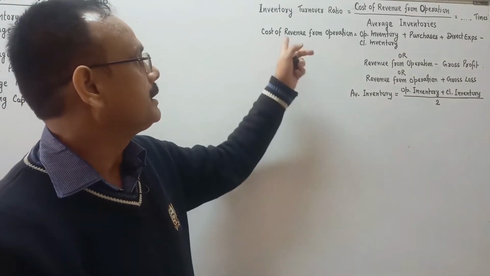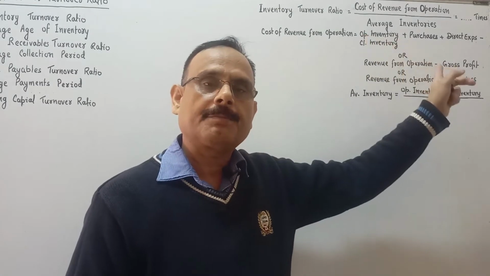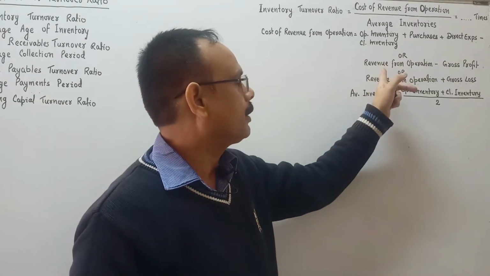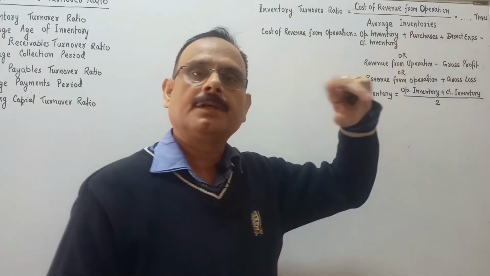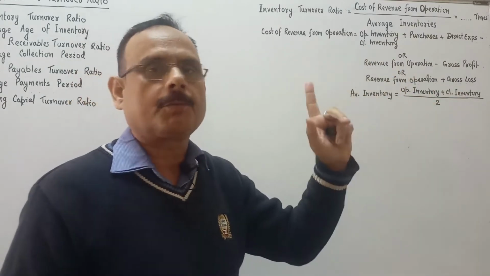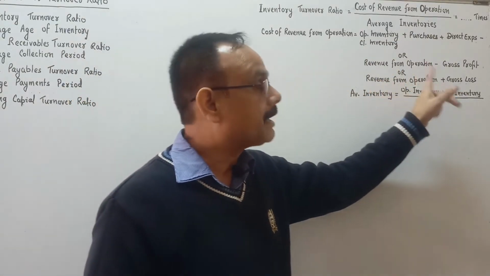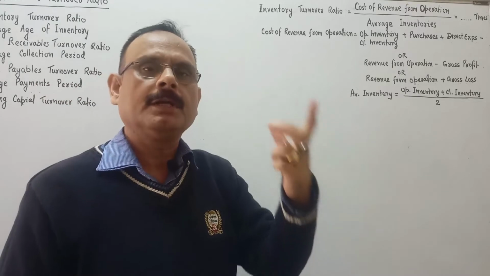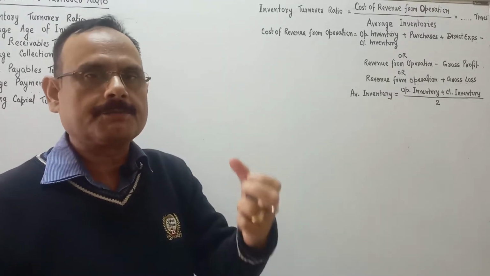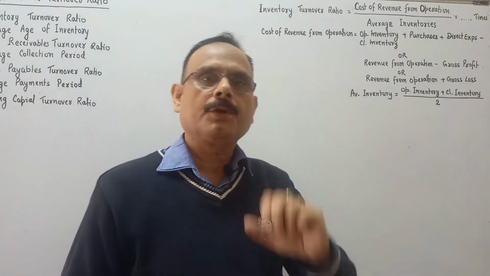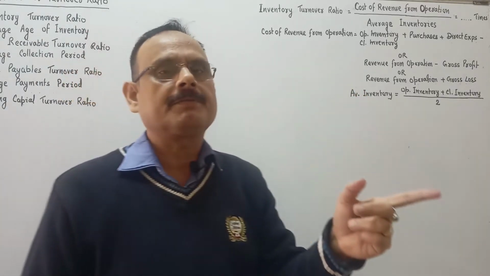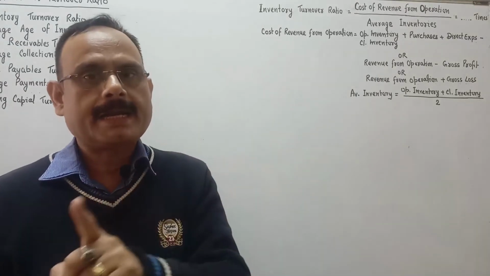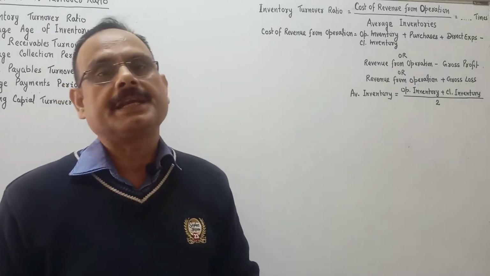So you see the cost of revenue from operation: opening inventory plus purchase plus direct expense minus closing inventory. Another way, revenue from operation minus gross profit is cost of revenue from operation. Revenue from operation plus gross loss indicates the cost of revenue from operation. So it totally depends upon how the information is given in the question. Average inventory: opening inventory, the inventory at the first day of the financial year, plus inventory at the last day of the financial year. We add it and divide it by 2 to know the average inventory.